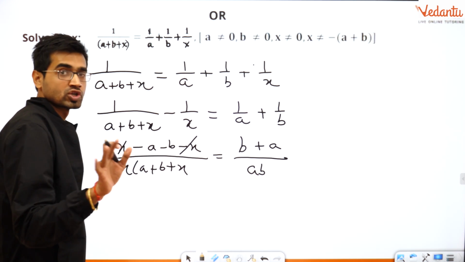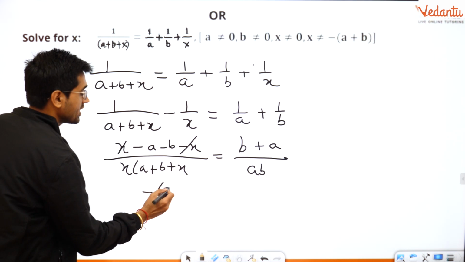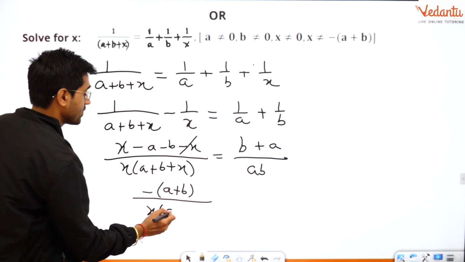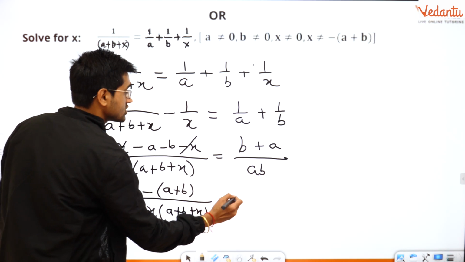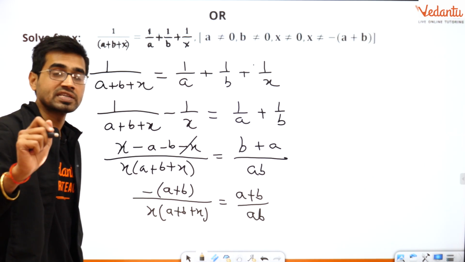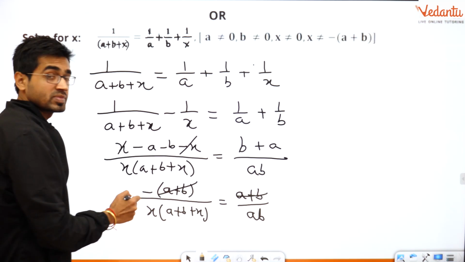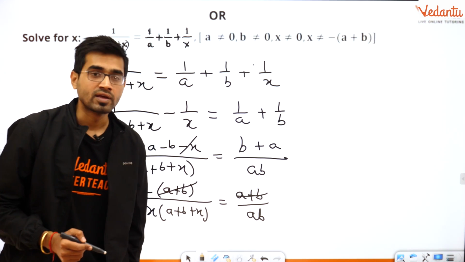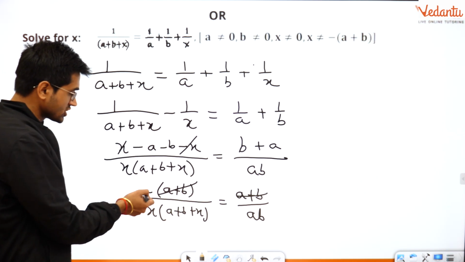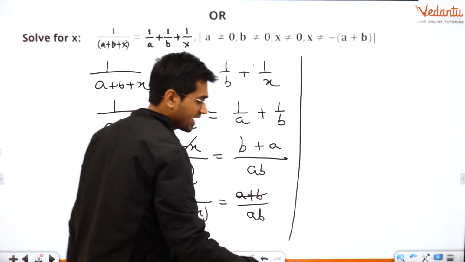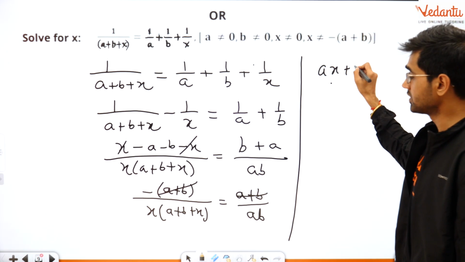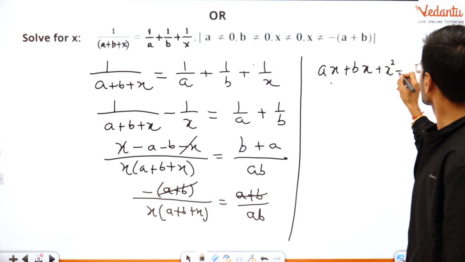Representatively, it is wrong. So this will be minus common a plus b, and this will be x into a plus b plus x equals to a plus b, I'm writing now, upon ab. क्या हुआ? What is the change now? Okay, a plus b is cancelled. Fine. Now a plus b and a plus b both are cancelled. So ये भी minus हो जाएगा और ये इधर आ जाएगा term. I'm writing here for you. Okay. Try to understand my point. It will be ax plus bx plus x square is equals to minus ab.